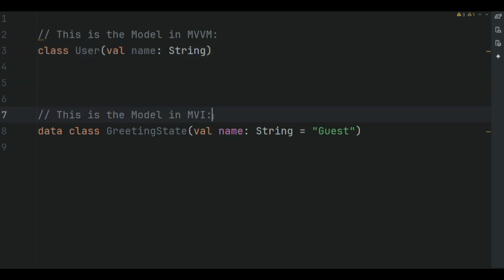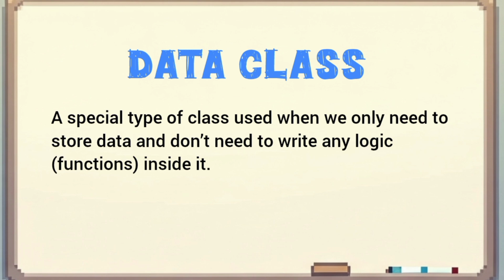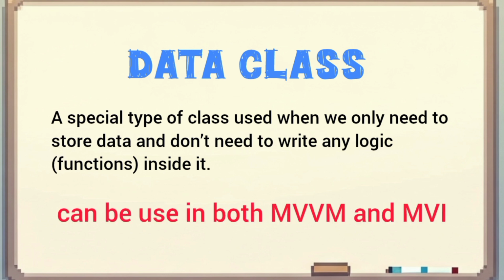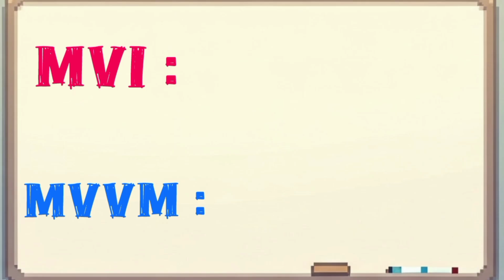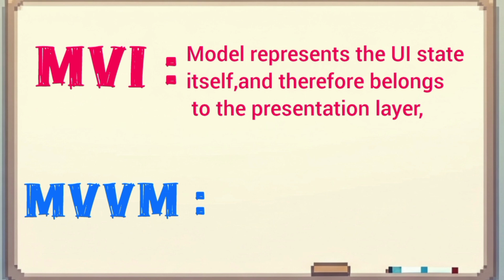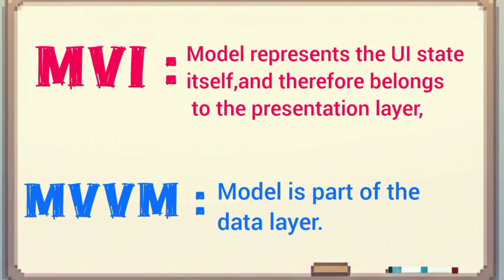However, when defining a model in MVI, we are not defining a user, but rather a data class that stores the state of the screen. A data class in Kotlin is a special type of class used when we only need to store data and don't need to write any logic or functions inside it. It is commonly used in the MVI pattern to represent temporary or constantly changing UI data. Kotlin automatically provides useful functions for data classes, such as copy, equals, and toString. Another key difference to note is that in MVI, the model represents the UI state itself, and therefore belongs to the presentation layer. Whereas in MVVM, the model is part of the data layer.